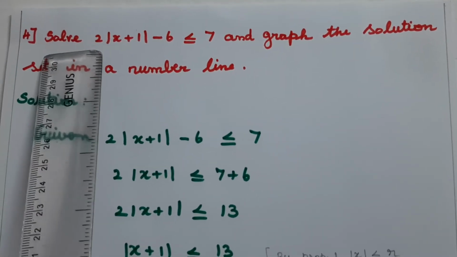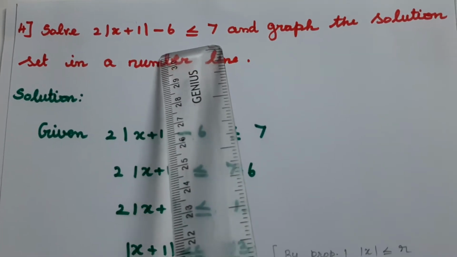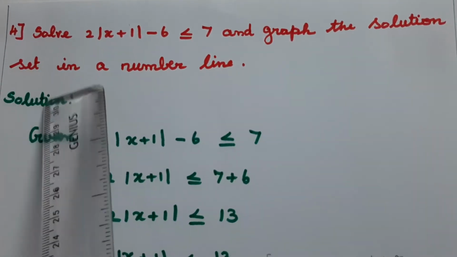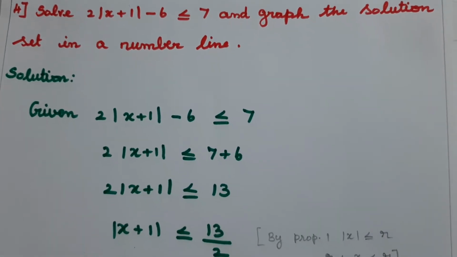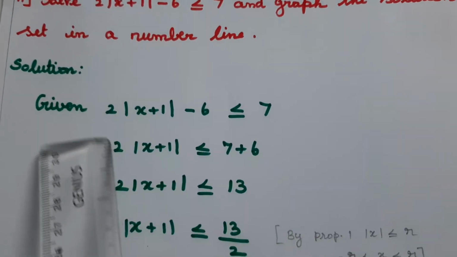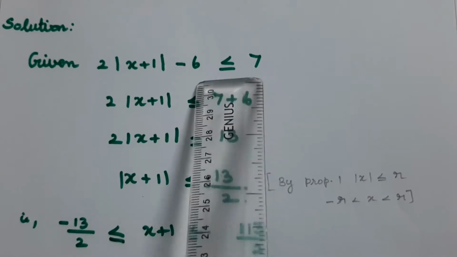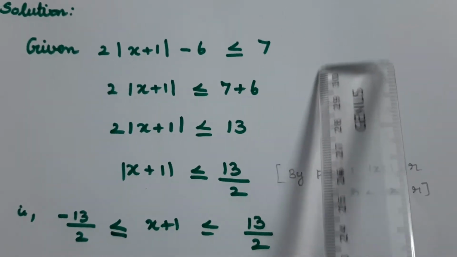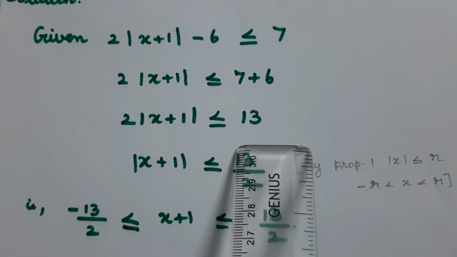Solve 2 into modulus of x plus 1 minus 6 less than or equal to 7 and graph the solution set in a number line. This problem is also the same as your third sum. Solution: write the given one, 2 into modulus of x plus 1 minus 6. Bring your minus 6 to the right hand side. So, you will have 7 plus 6, that is 13.